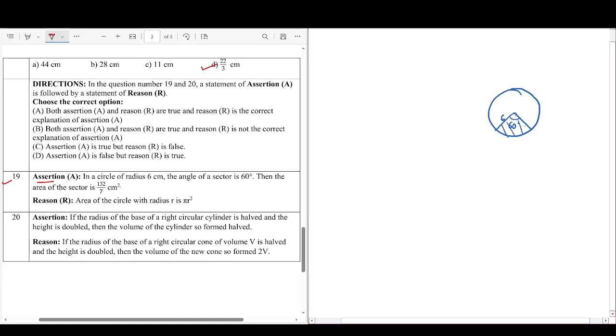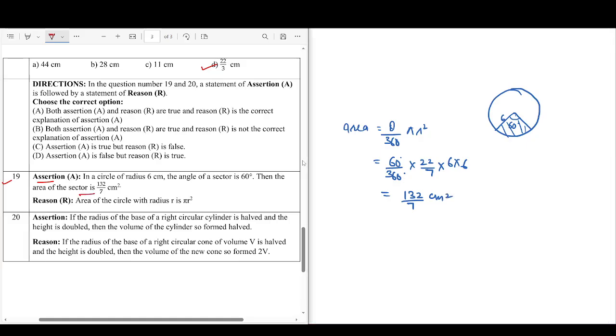So the area of the sector is this portion, and we know that the formula of the area of a sector is theta upon 360 pi r square, right? The value of theta is given as 60 degrees, so 60 upon 360, pi is given as 22 by 7, r is given as 6 into 6. When you simplify this, we get 132 upon 7 centimeter square. So they are saying that the area of the sector is 132 by 7 centimeter square. That means our assertion is true, right?